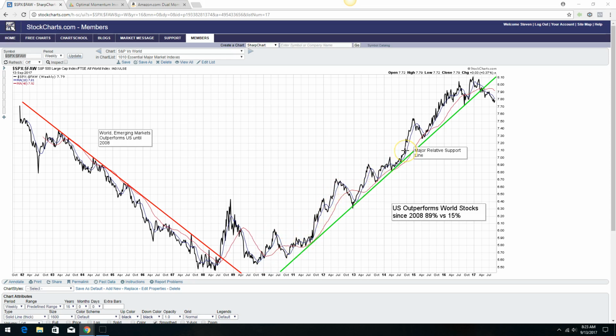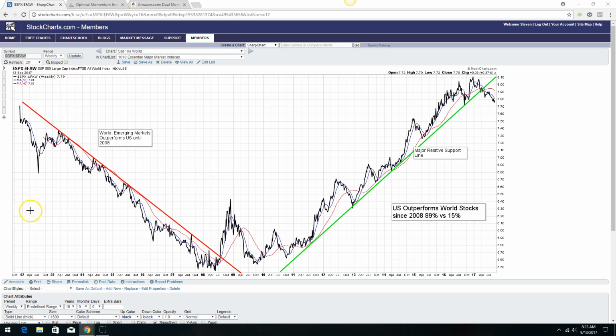Now, this is a relative line. So just because the black line is going down and the S&P 500 is underperforming, it doesn't mean that the S&P 500 is losing money. It just means that it is not gaining as much or not performing as well as the world stocks.